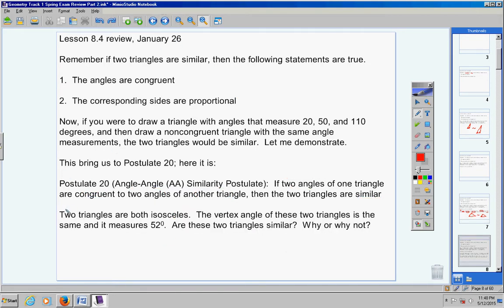I will wait a couple seconds while you copy down this problem, please. Copy this in your notes, then go ahead and work ahead if you want to, or you can watch me.